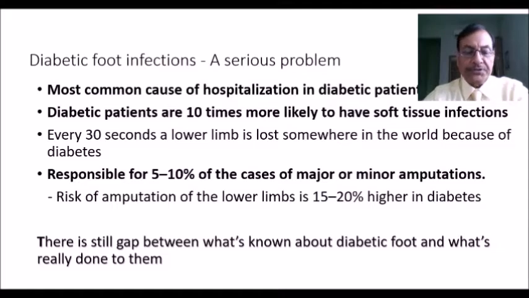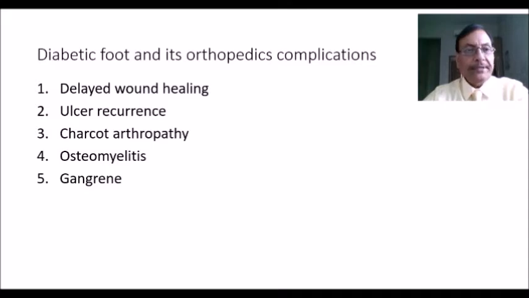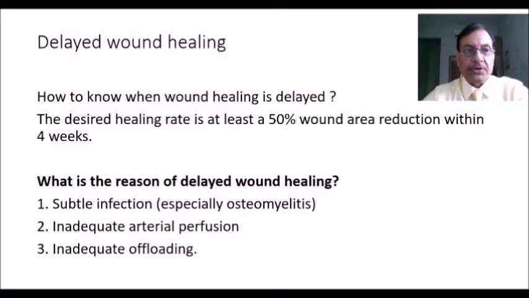diabetic population. And there is still a gap between what is known about the diabetic foot and what is really done for them. Diabetic foot and its orthopedic complications are the following. It causes delayed wound healing, ulcer recurrence, Charcot arthropathy, osteomyelitis, and the worst is gangrene. All of them cause a lot of problems in the treatment, especially for the doctors.